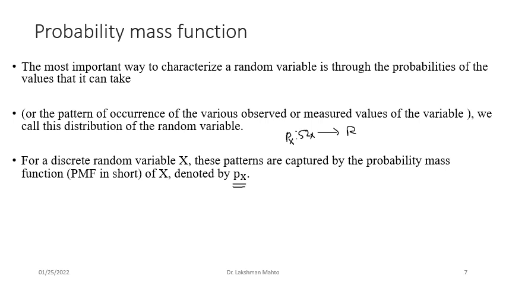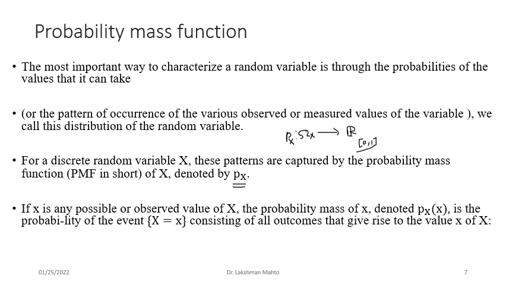But actually, if you talk about the range of this probability mass function, it would be the closed interval 0 to 1. Range would be closed interval 0 to 1. That we will see here. So here, if x is any possible or simply observed value of the random variable X, then the probability mass of x will be denoted by p of x.